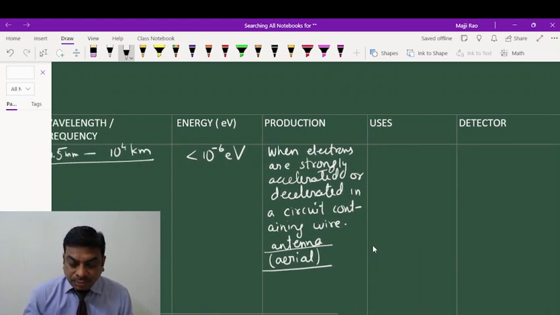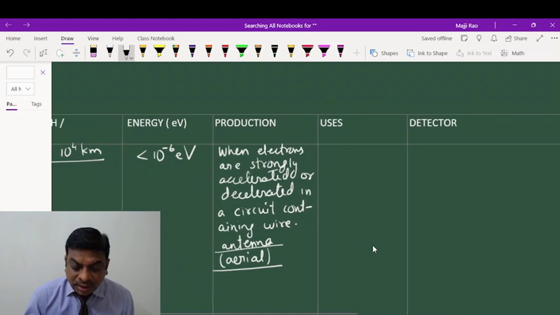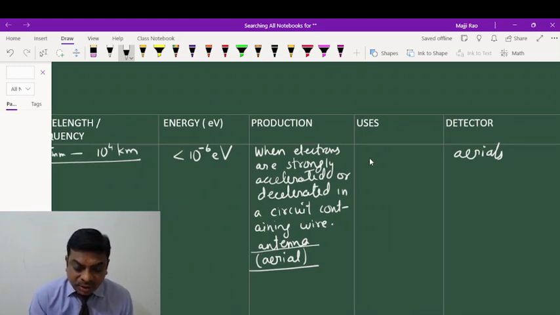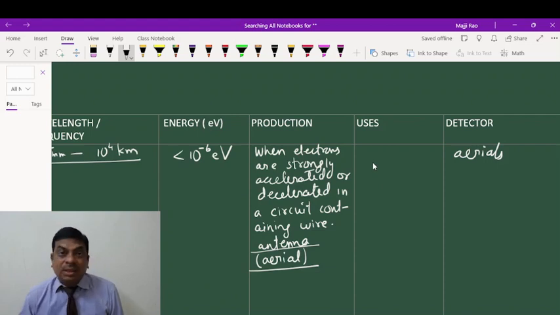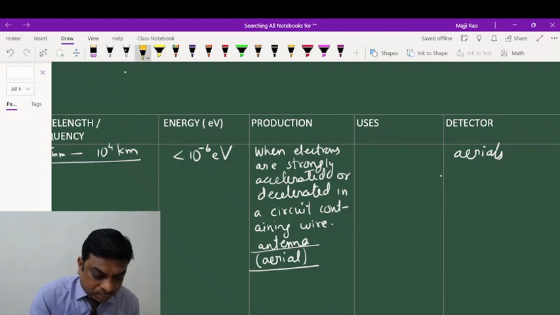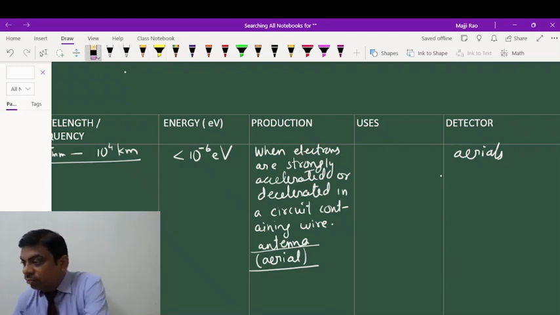Now automatically it will be detected by an antenna only or an aerial. So radio waves are detected through an aerial or an antenna, right? Now coming to uses, basically, students, radio waves, the name itself indicates that it is purely employed for radio communication.